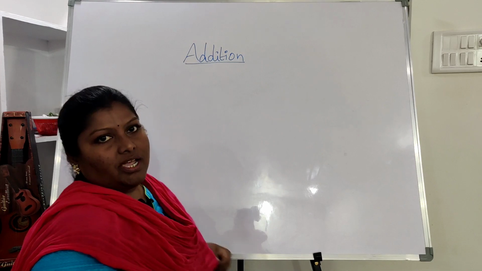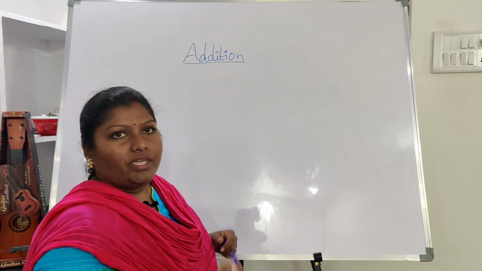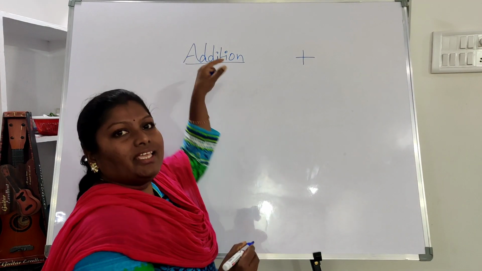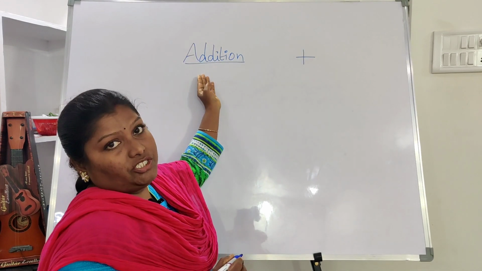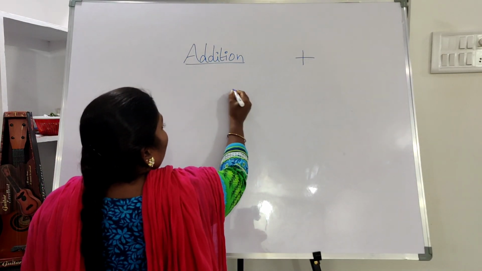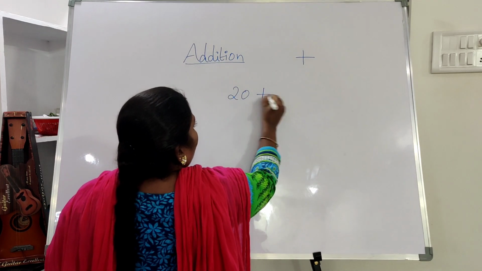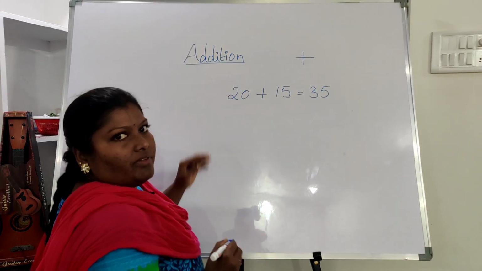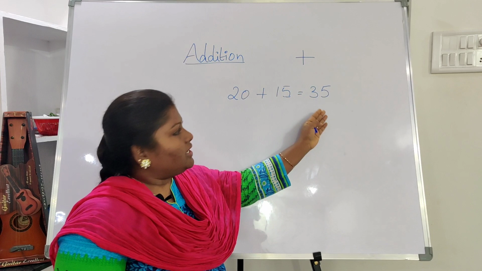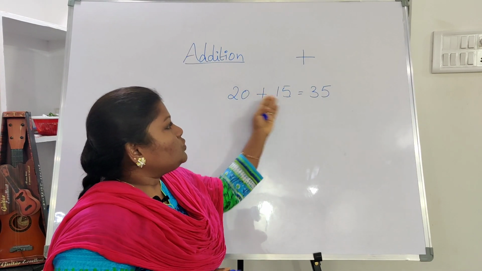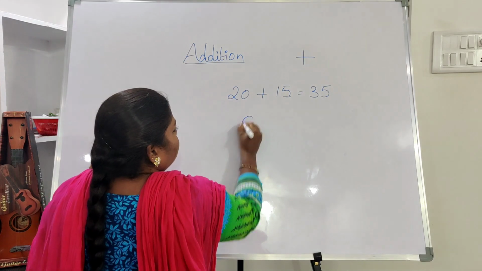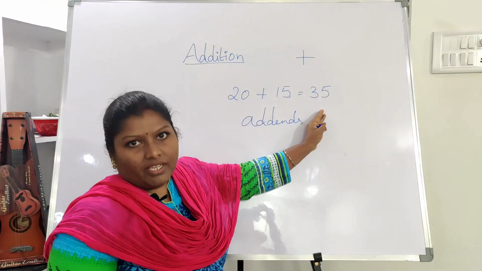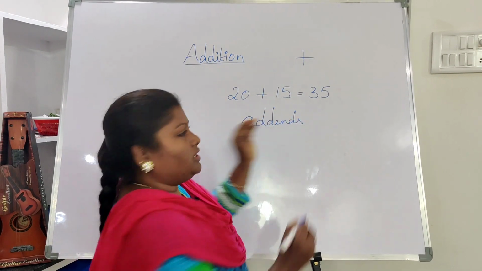So what is an addition? Addition is nothing but putting together. The symbol of addition is plus, and the terms in addition are, for example, let me take 20 plus 15, that is equal to 35. Here we are going to add two numbers and the result we get. These two numbers are called addends, and the result we get is called sum or total.